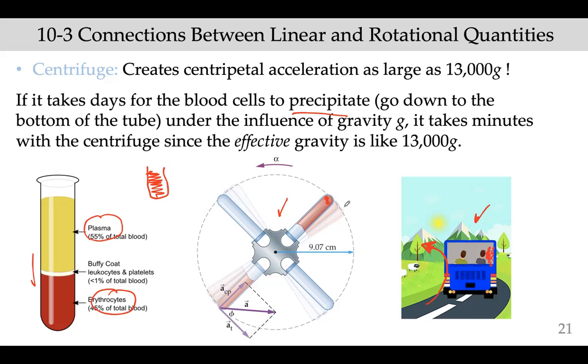Well, they would collect there anyways by the effect of gravity if you wait several days, but this makes the process really, really fast. So instead of g, they feel acceleration as large as 13,000 g. So if it takes days for the blood cells to precipitate, meaning go down to the bottom of the tube under the influence of gravity g, which is 9.8, it takes minutes with the centrifuge, since the effective gravity is like 13,000 g. When the gravity is much, much larger than g, of course, this precipitation becomes much, much easier.